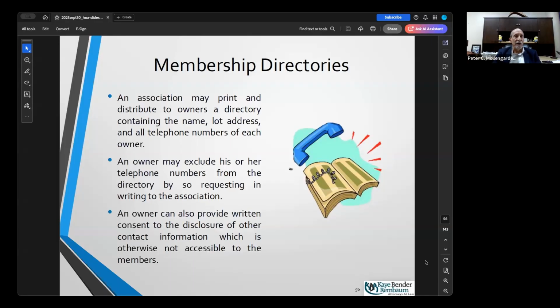An owner can also provide written consent to disclosure of other contact information, which is otherwise not accessible. So we mentioned before that email addresses are not accessible unless the owner has agreed that that's their notice address for notice from the association. However, an owner can otherwise agree to let other owners see it. Okay, so an owner can consent to that.